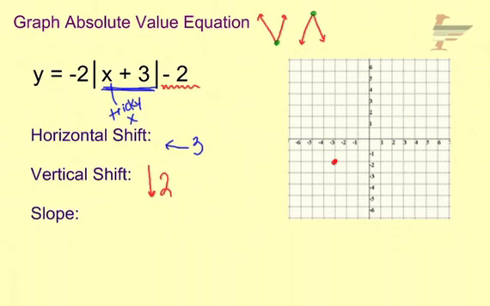Now to get the two sides of our V-shaped graph, we want to think about the idea of slope. In front of the absolute value bars, you want to look for a number. We see that there's a -2. We're going to use that as a slope, and we want to put -2 over 1. Now we have a rise over a run.